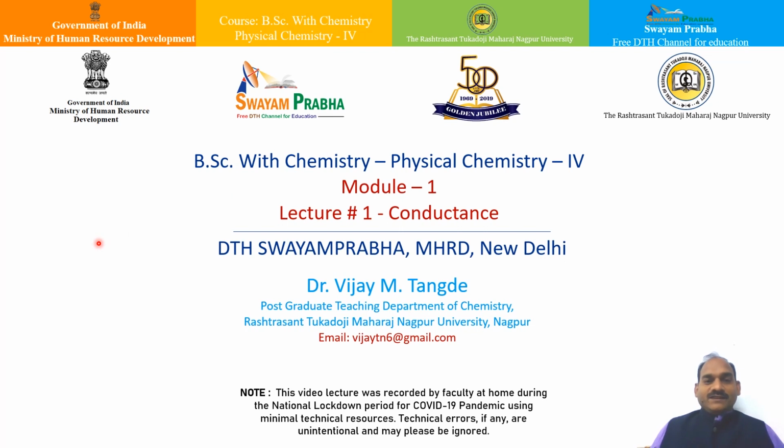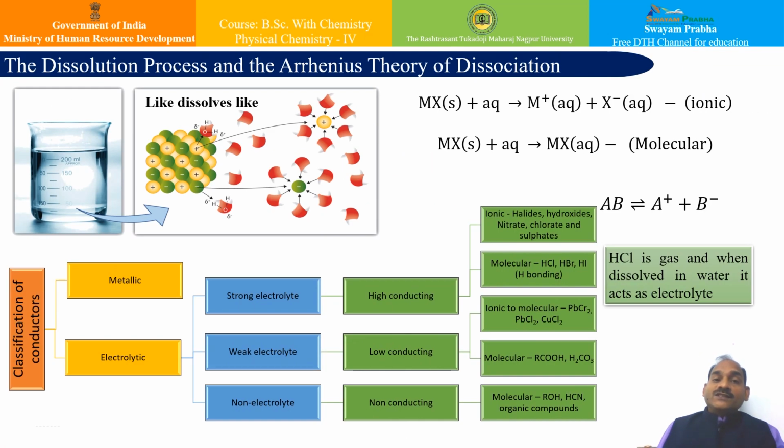Hello friends, welcome to this lecture series of BSc Chemistry, Physical Chemistry Paper 4. This is Module 1, and in this Lecture 1 of Module 1, we will discuss conductometry. Friends, in order to understand conductance, we need to understand the dissolution process, and then we will see what Arrhenius theory has to say about dissociation.